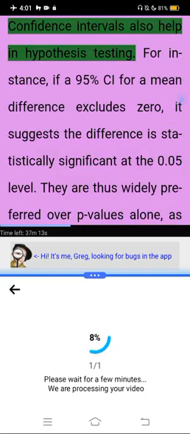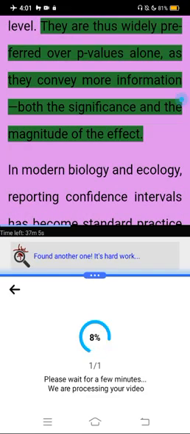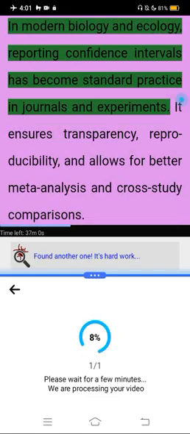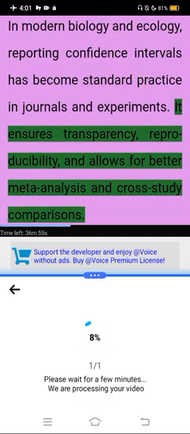Confidence intervals also help in hypothesis testing. For instance, if a 95% CI for mean difference excludes 0, it suggests the difference is statistically significant at the 0.05 level. They are thus widely preferred over p-values alone, as they convey more information, both the significance and the magnitude of the effect. In modern biology and ecology, reporting confidence intervals has become standard practice in journals and experiments. It ensures transparency, reproducibility, and allows for better meta-analysis and cross-study comparisons.